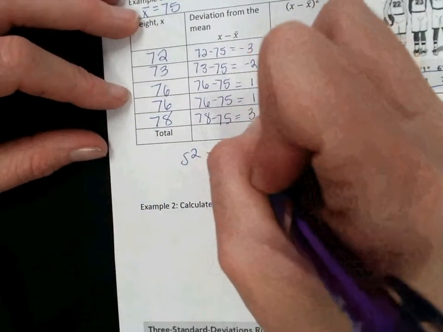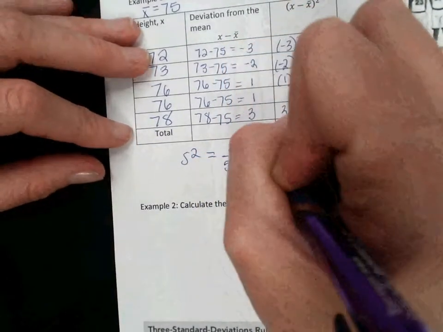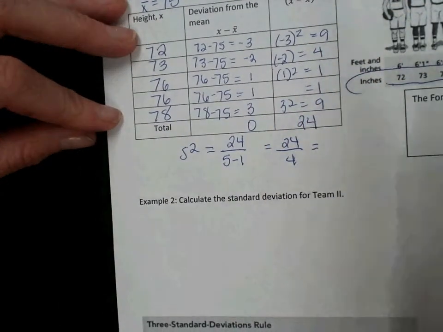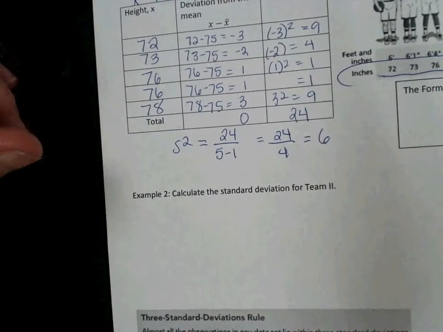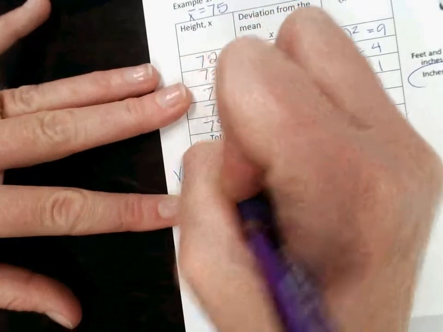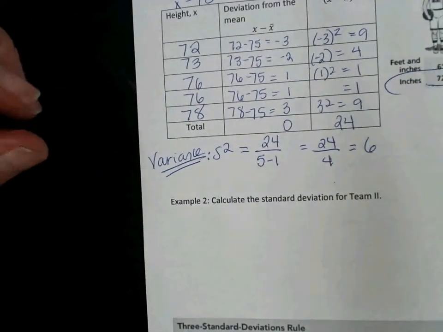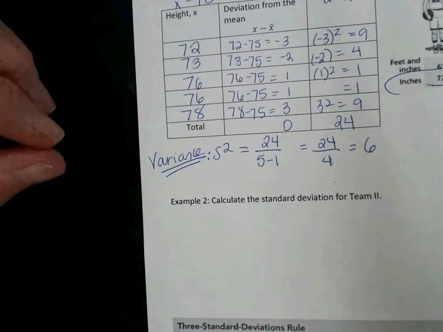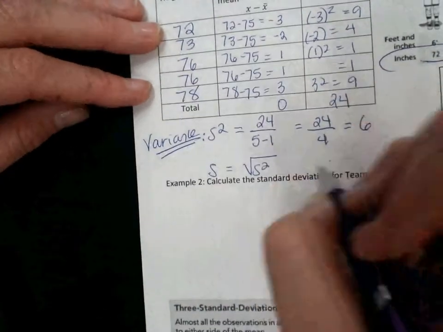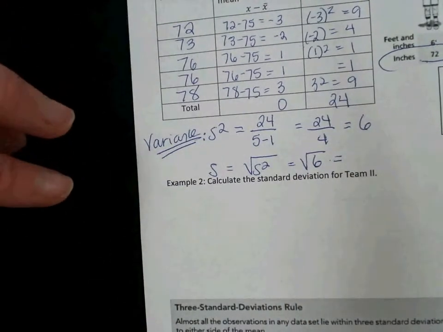Remember, s squared is when we take the total of column 3 and divide it by n minus 1. We have 5 players. Subtract 1. So our s squared, which is also our variance, is 6. And then our s, which is the square root of the variance, round to the nearest hundredth. What do we get?